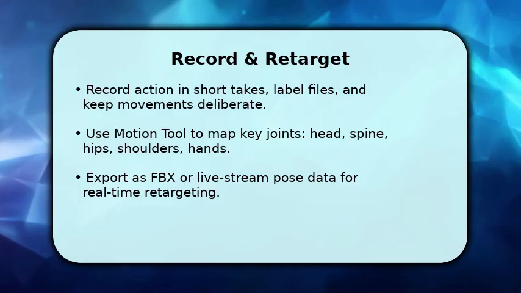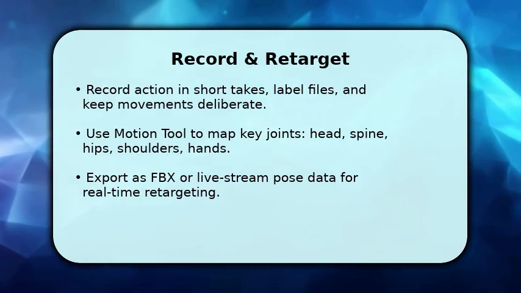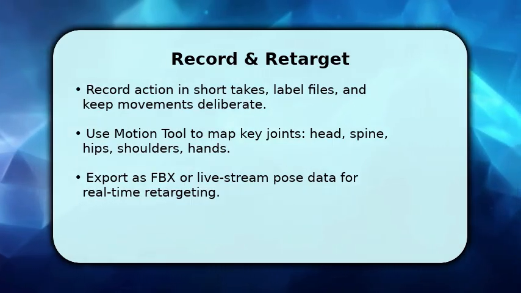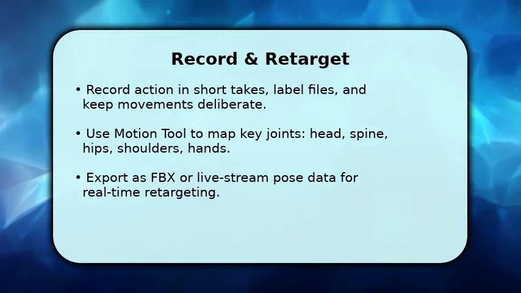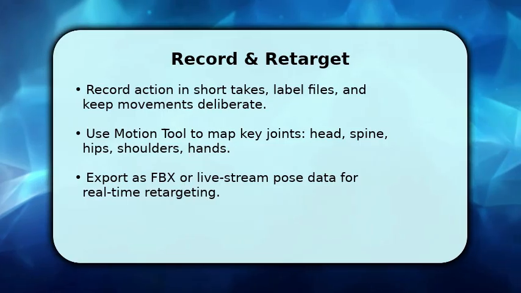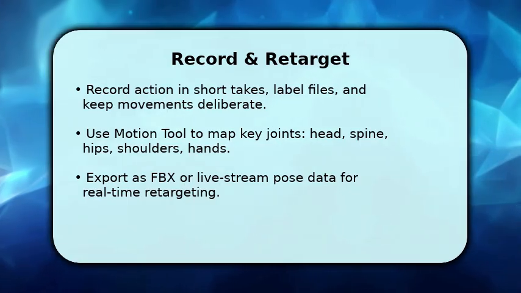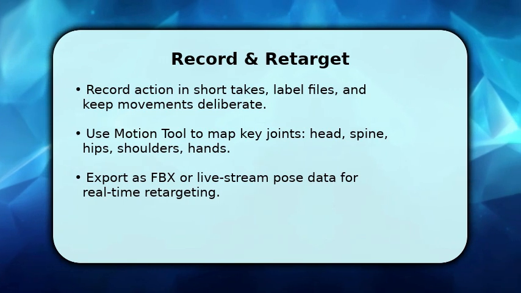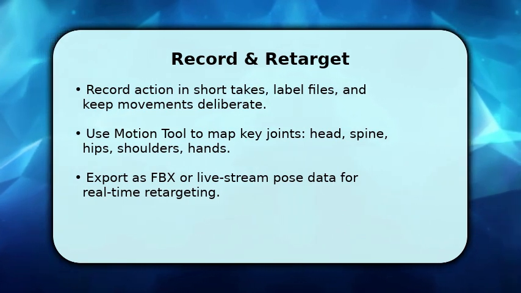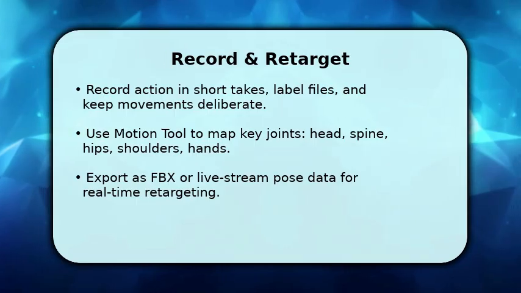Then use the motion tool to map core joints, head, spine, hips, shoulders, and hands, and adjust tolerance so the tool trusts your markers. Once mapping looks correct, export as FBX for manual import or stream pose data directly into Roblox for live retargeting. This step produces an animation clip you can fine-tune in Studio.